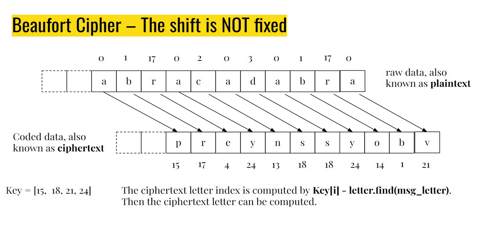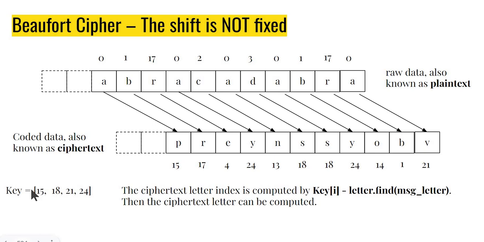Let's say I want to encode a string which is abracadabra with this key, which is 15, 18, 21, 24. Now, like I said, every letter is going to get a different shift. In fact, the way I'm going to compute the cipher text letter is very interesting. I'm going to look at the key. I'm going to look at the position of every letter inside the letters. For example, A is 0, B is 1, R is 17, C is 2, and so on and so forth.